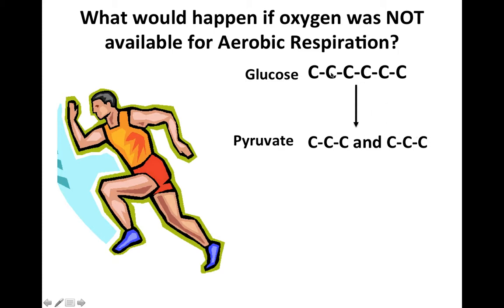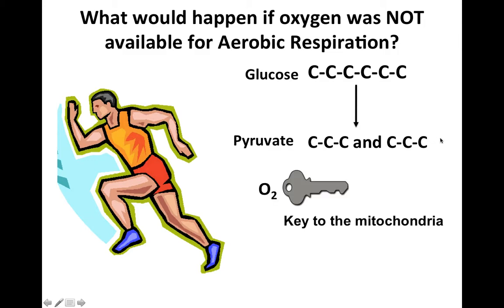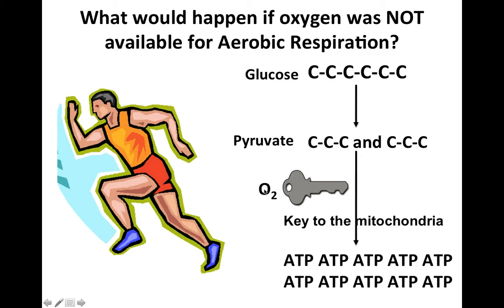This right here is anaerobic. I take my glucose, break it in half, and make pyruvate, okay? Now, oxygen is basically the key to the mitochondria. That's what I want you guys to think about, okay? Oxygen is the key to the mitochondria. So basically, when I have that key, I can get into the mitochondria and make all this ATP, all right?